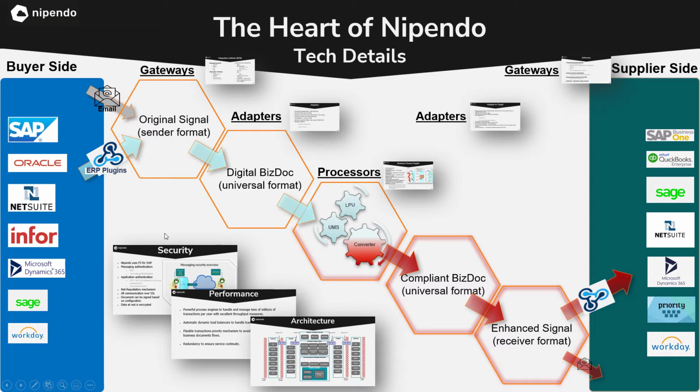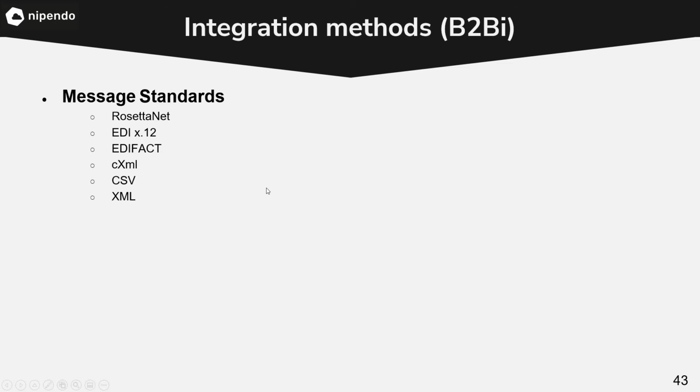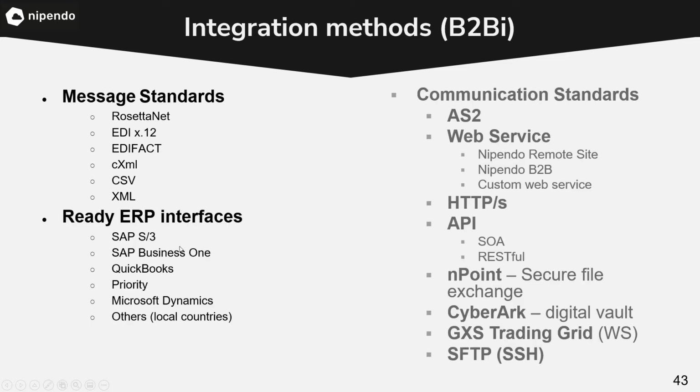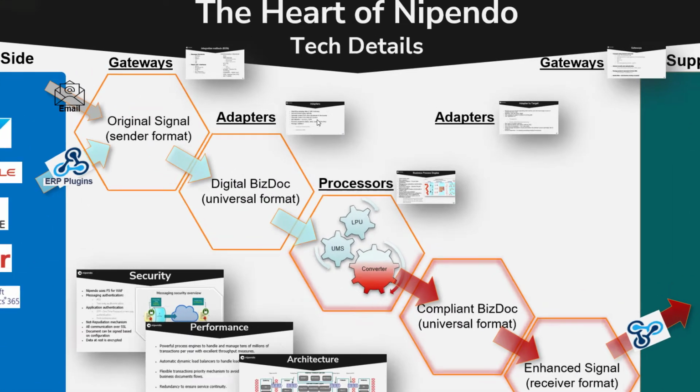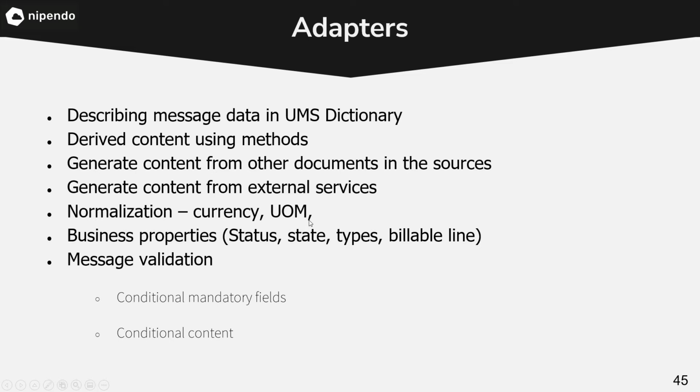If we dig down into the tech details, this is where we get into the information. You look at the ERP plugins that are off the gateways, and those are basically different messaging standards, ready ERP interfaces, and a bunch of different communication standards that we have here. This is back-end documentation that you can have for that. The adapters, well, what do we do when it comes to the adapters? We're basically describing the message data that we see on the input into a basic universal message dictionary, normalizing content and validating the messages with mandatory fields and so on.